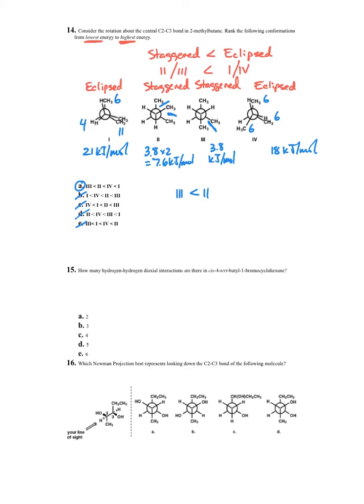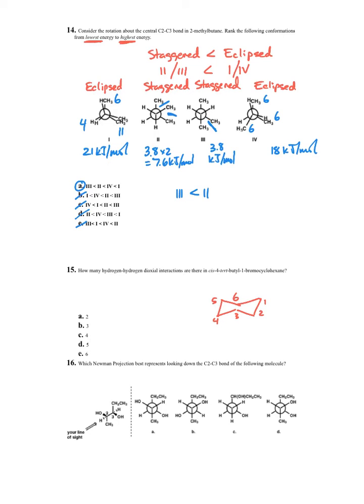15 says, how many hydrogen-hydrogen diaxial interactions are there in cis 4-tert-butyl-1-bromocyclohexane? So you definitely have to draw this one out or make a model of it to understand how you would figure that out. So here's our cyclohexane. So you're 1 and 4 substituted. So let me go ahead and number just so we can see 1, 2, 3, 4, 5, 6.